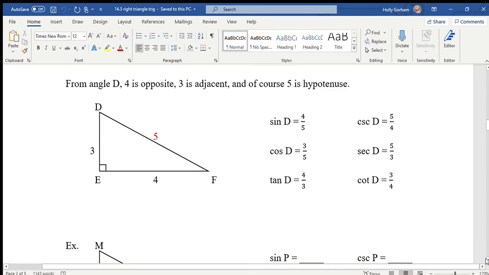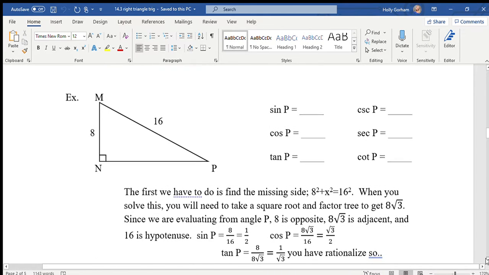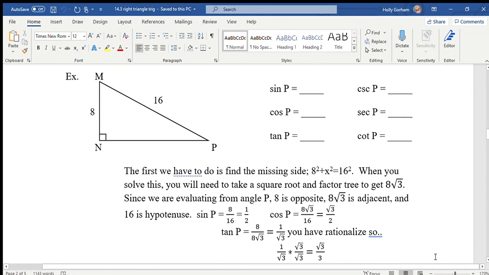Another example would be for this one. The only reason I'm showing you this is simply because of the roots. When you're asked to find the 6 ratios, again, notice that you're missing a leg. So you've got to do Pythagorean theorem to find the leg. When you solve, you're going to have to factor tree, and you should find that this bottom leg is 8 root 3. Now, if we're evaluating from P, 8 is on the opposite, 16 is on the hypotenuse, and the 8 root 3 is on the adjacent.